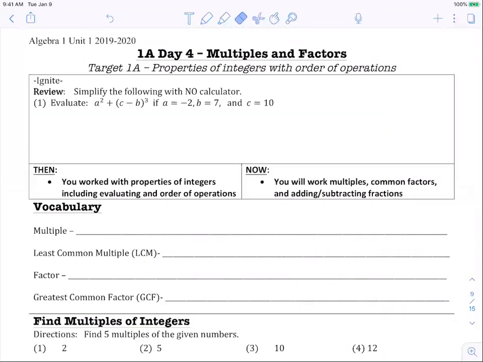Today we're going to be learning about multiples and factors. Before we get working with specifically those two things, I'm going to have you guys take a second, pause your video, and I want you guys to try the Ignite question number 1 at the top of the page.